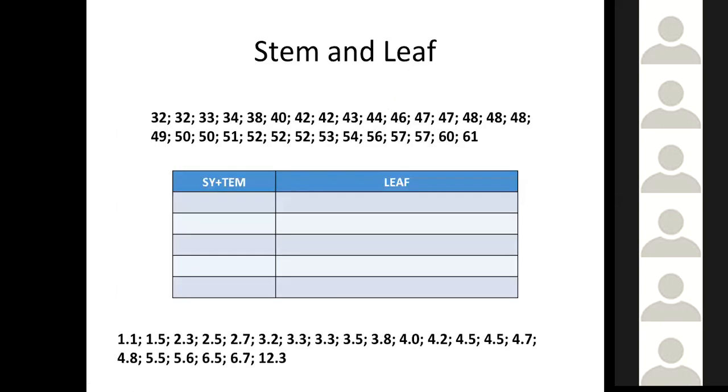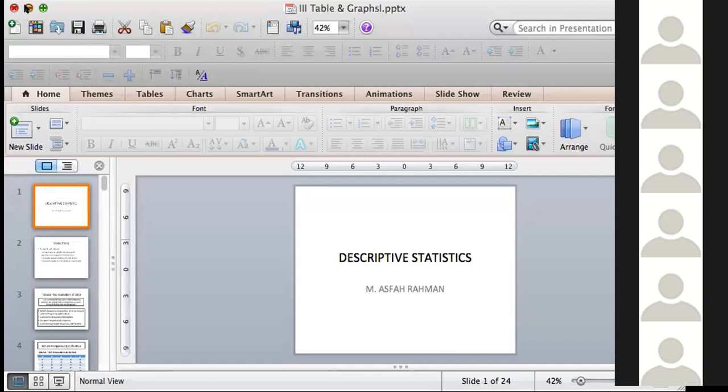Okay, if you have any questions so far about this tabular and graphical presentation of data before we move on to central tendency and variability. Anyone who wants to ask questions or comments on the first part of this descriptive statistics?